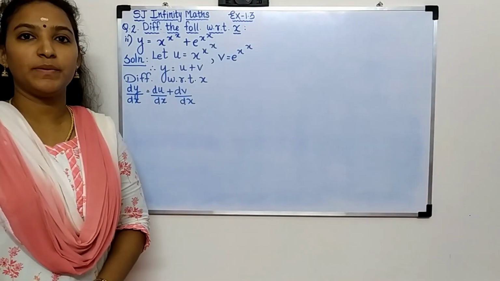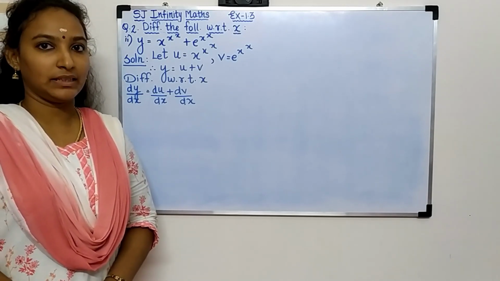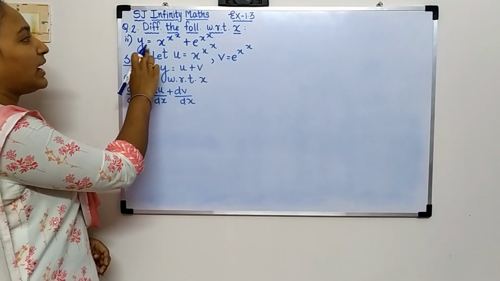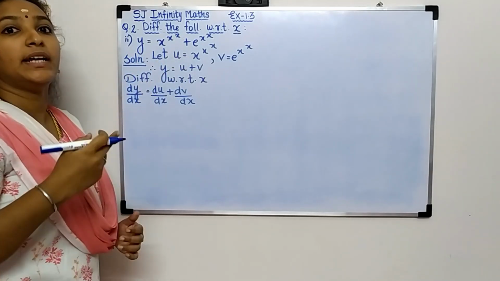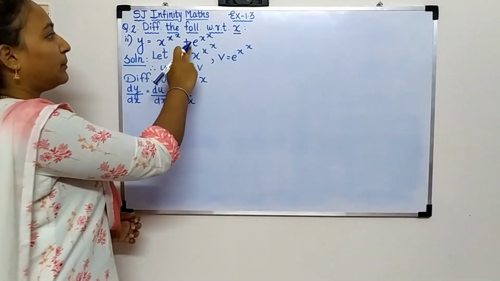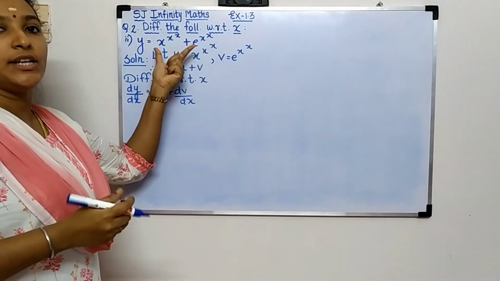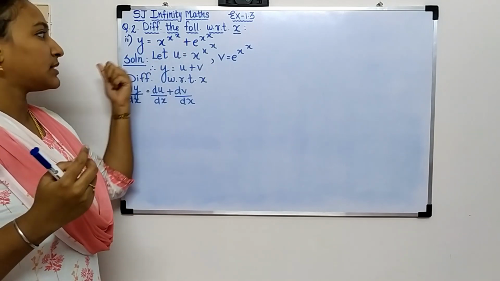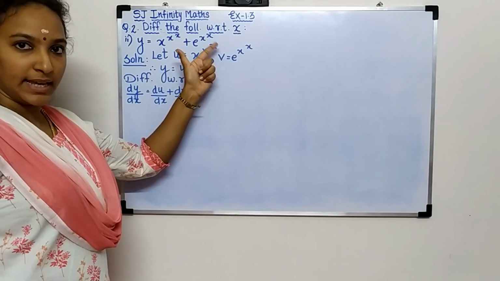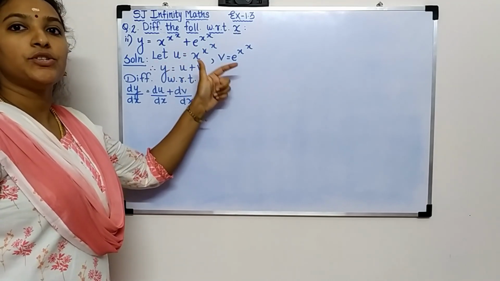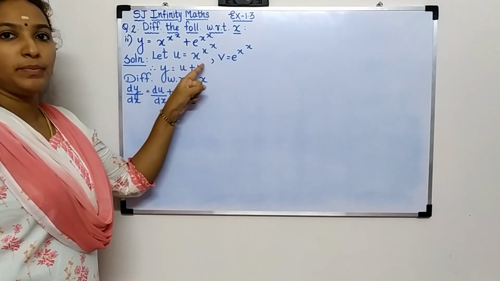So here we go with question number 2 of exercise 1.3. y equals x raised to x raised to x, plus e raised to x raised to x. We have an addition of two different functions. Let u be x raised to x raised to x and v be e raised to x raised to x. So our y becomes u plus v.